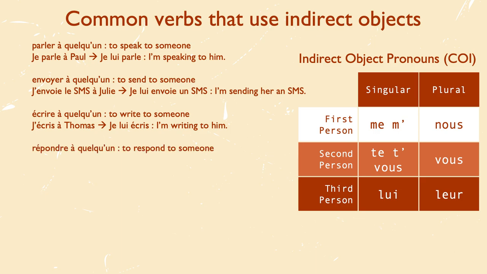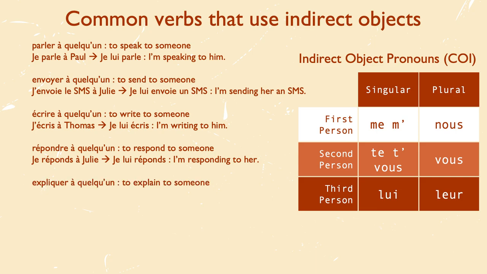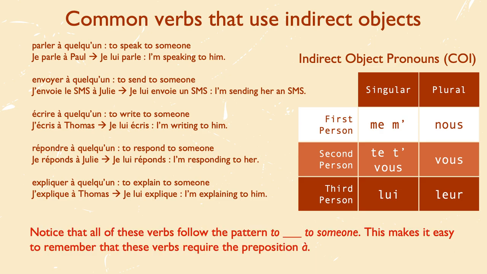Répondre à quelqu'un, to respond to someone. Je réponds à Julie, je lui réponds. Expliquer à quelqu'un, to explain to someone. J'explique à Thomas, je lui explique. I'm explaining to him. Notice that all of these verbs follow the pattern to blank, to someone. This makes it easy to remember that these verbs require the preposition à.